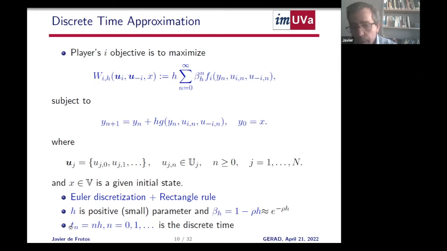And we think that the players control the dynamics at the discrete times, in the times t_n, that is n times the time step. That is, we think of h as one day, the player is allowed to control the dynamics one time each day, instead of continuously in time. And this is a discrete time game that we can think of as an approximation to our continuous problem.